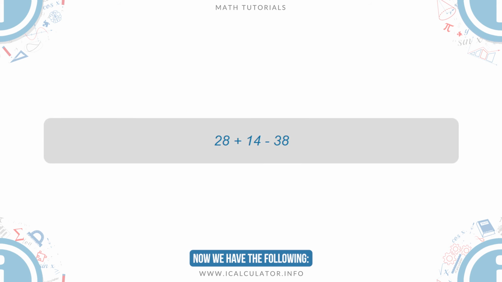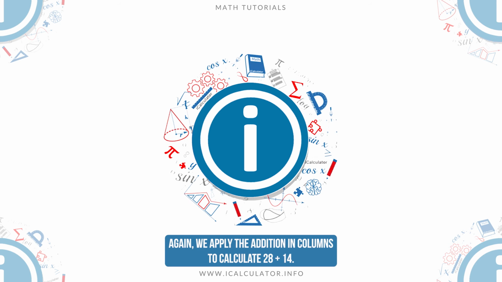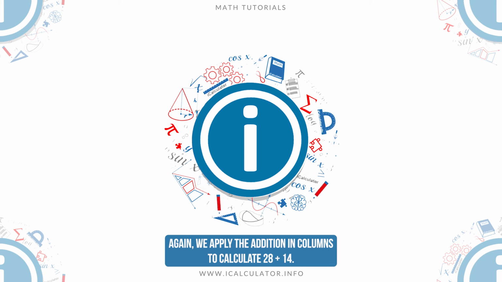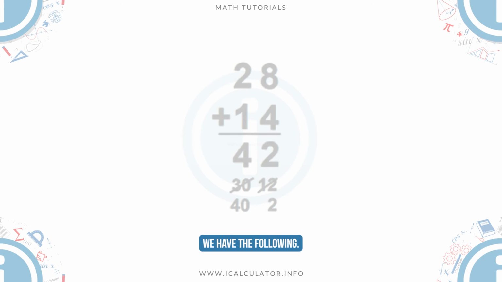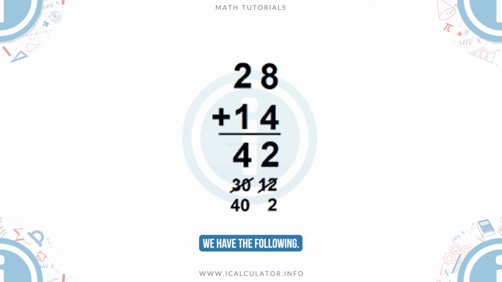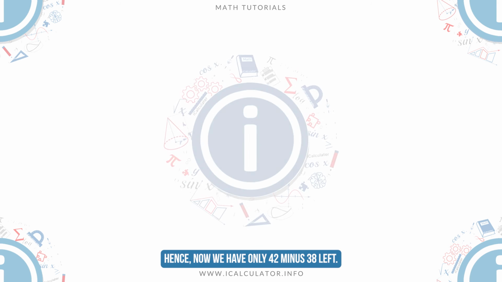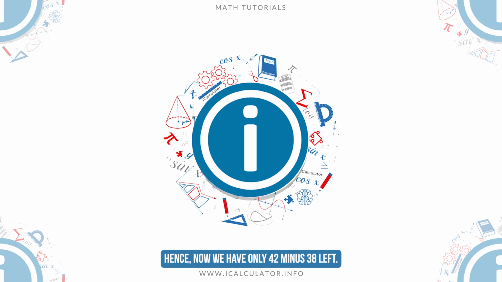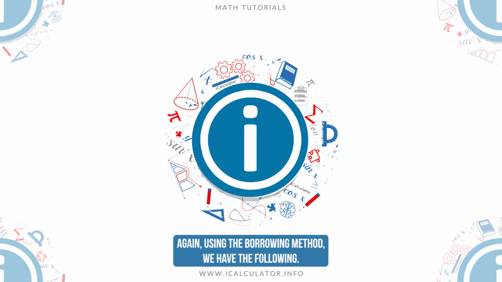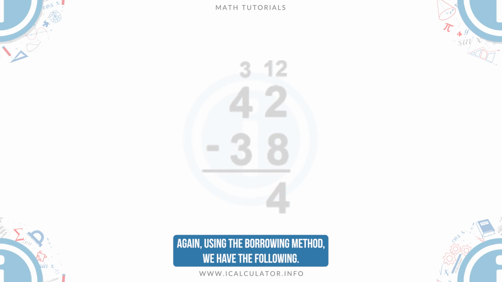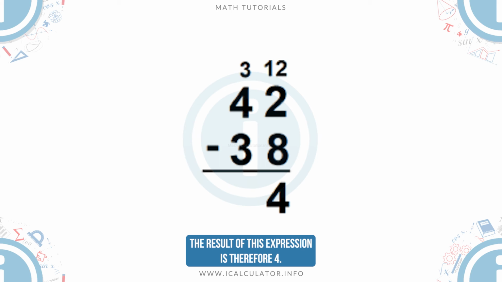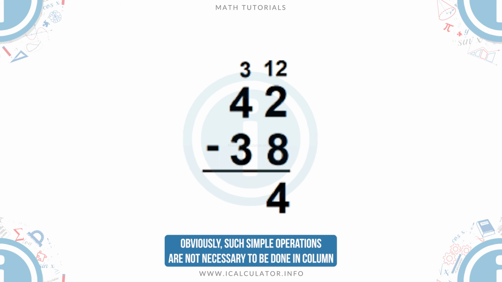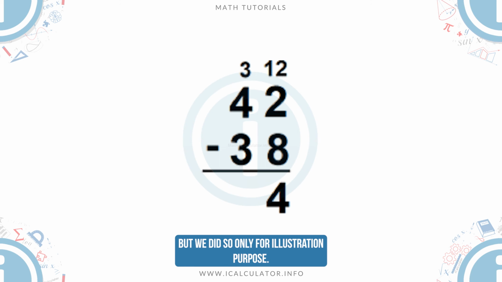Now we have the following. Again, we apply the addition in columns to calculate 28 plus 14. We have the following. Hence, now we have only 42 minus 38 left. Again, using the borrowing method, we have the following. The result of this expression is therefore 4. Obviously, such simple operations are not necessary to be done in column, but we did so only for illustration purpose.